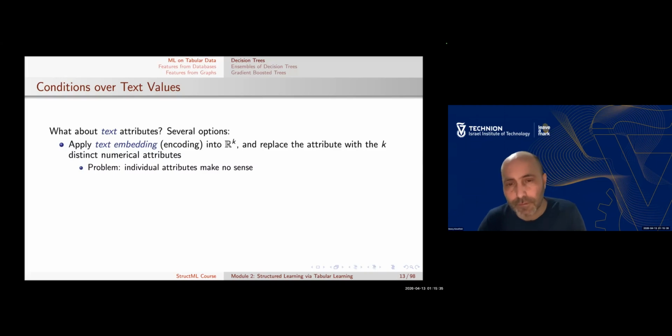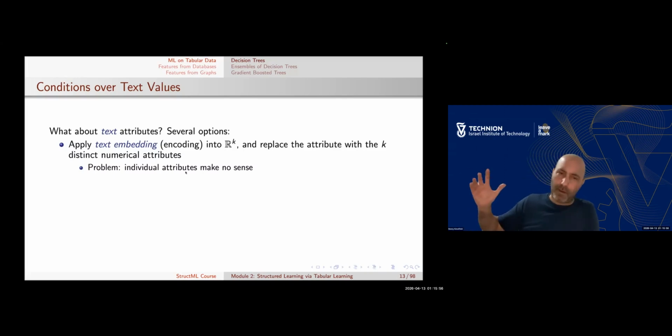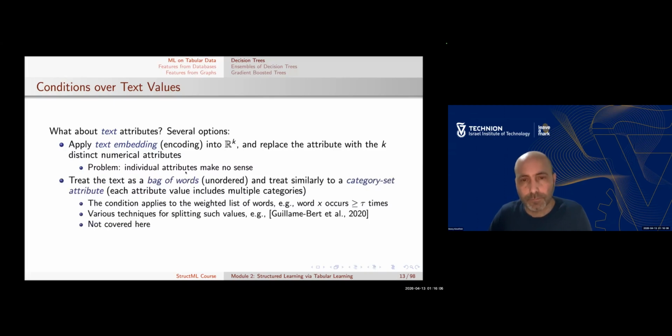Actually, this is a known and studied research problem. What is the meaning of individual attributes, individual numbers, individual columns in text embedding? But even if there is some hidden semantics in every individual column, it doesn't necessarily lead to interpretable models. So it's not always a good solution.